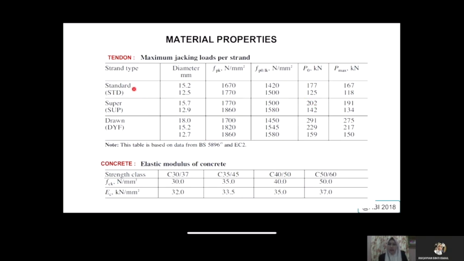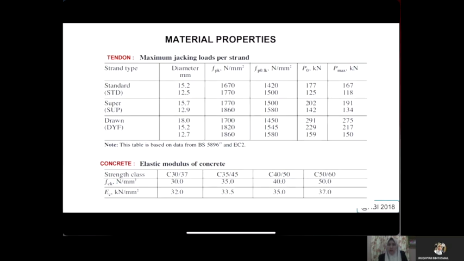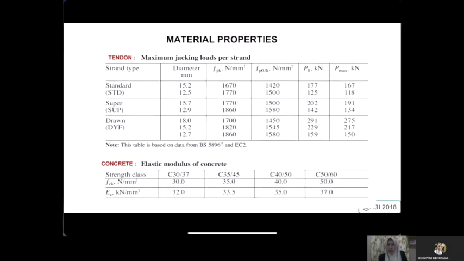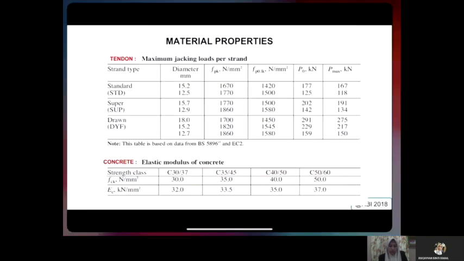So we have the strand type, the tendon type. You have three types. This is kind of a general table. If you want it to be perfect, as I said, you get it from the manufacturer. But this table is based on data from BS 5896, in general. As I said, this is kind of a guideline only, but you could get more detailed data from the manufacturer providing your tendon.